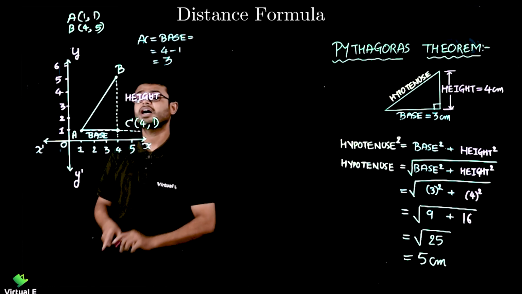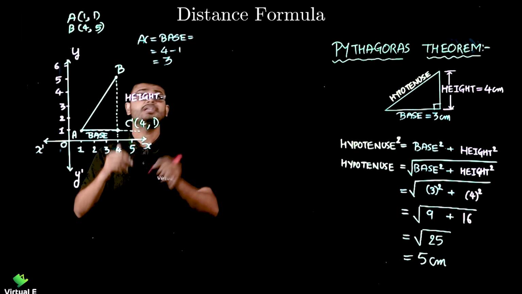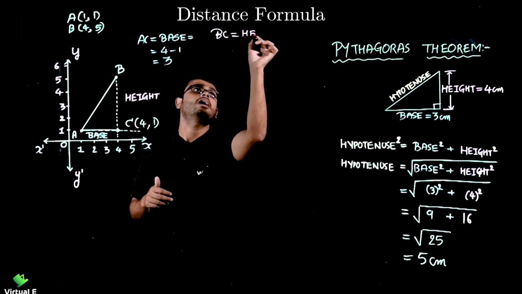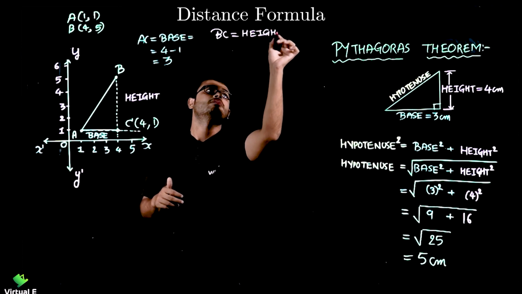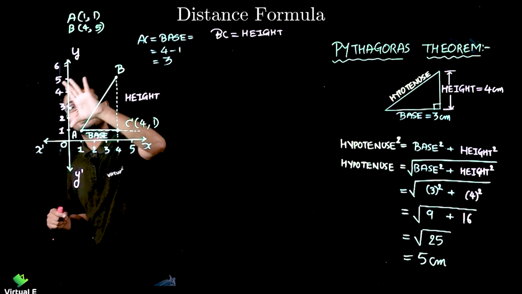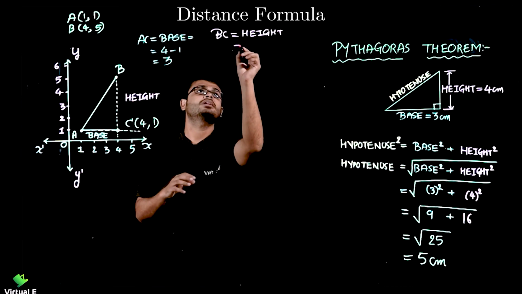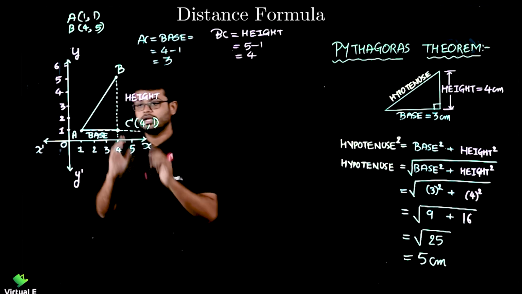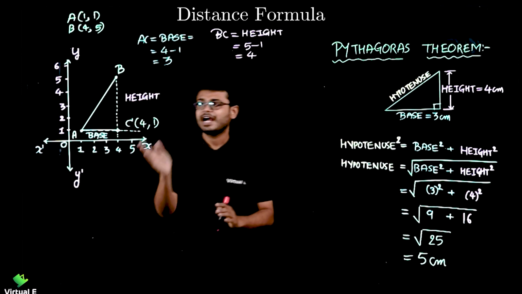And what's the name of the height? The name of the height is BC. So BC is equal to height. And what was the value that we calculated? 5 minus 1 is equal to 4. Clear? So I have the base, I have the height.